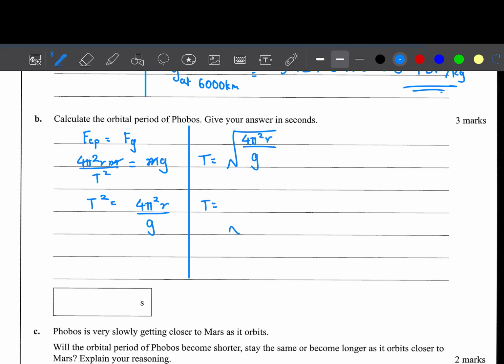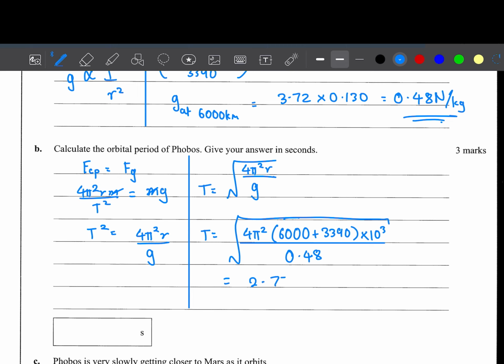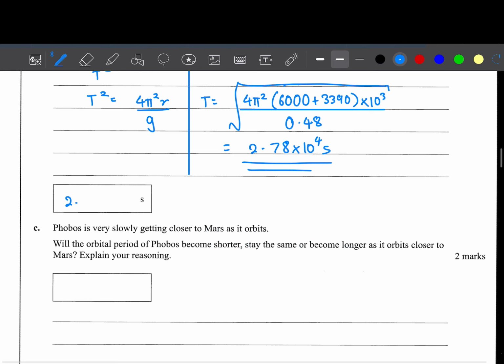So now we can substitute in the numbers. So 4π² times the radius, which is going to be 6,000 plus 3390 times 10 to the power of 3 for conversion, over 0.48. Okay, so let me just punch that in my calculator. So I get 2.779 times 10 to the power of 4, but I'll just write it as 2.78 times 10 to the power of 4 seconds.